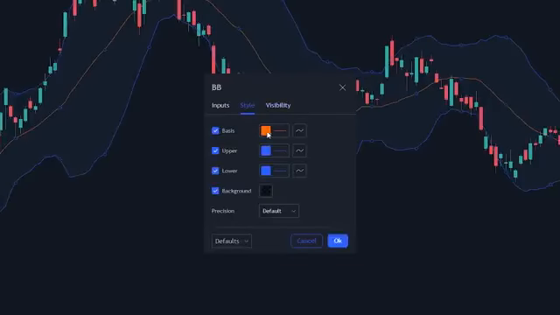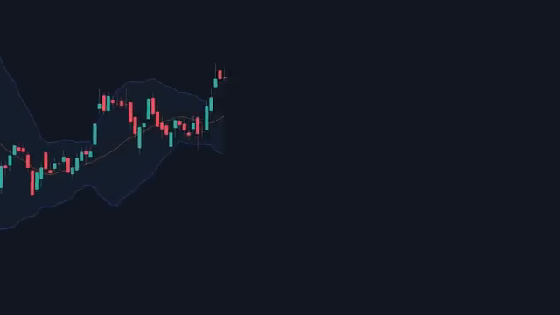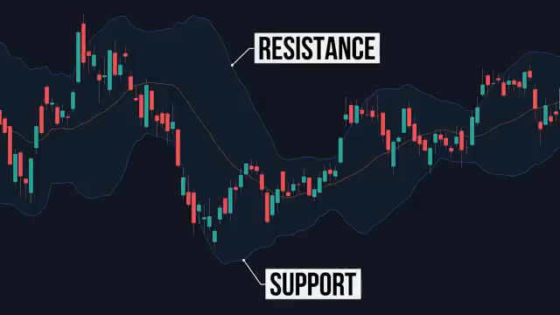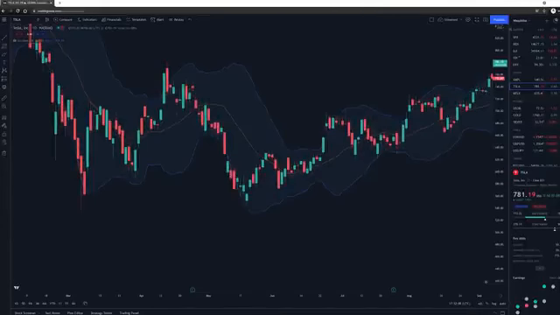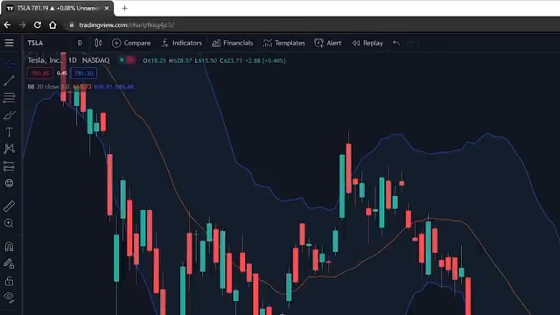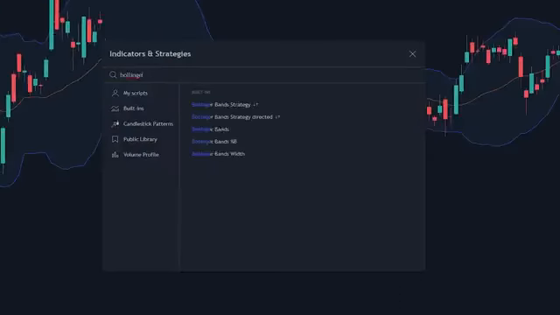The first step for this strategy is setting up the Bollinger Bands. If you've never used Bollinger Bands before, you're lucky you clicked this video, because this indicator is absolutely incredible, and it's a pretty great way to find support and resistance levels. So the first thing we want to do is go to TradingView or whatever trading chart platform you use, click the Indicators tab, and type in Bollinger Bands.